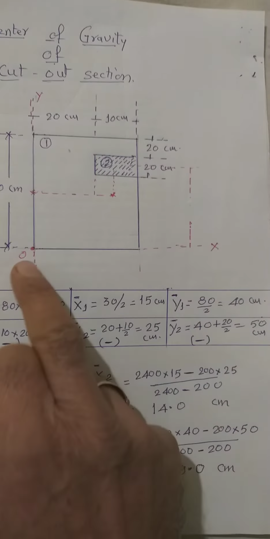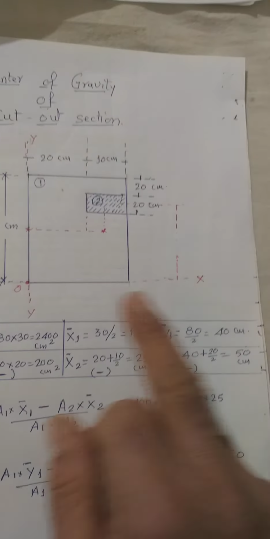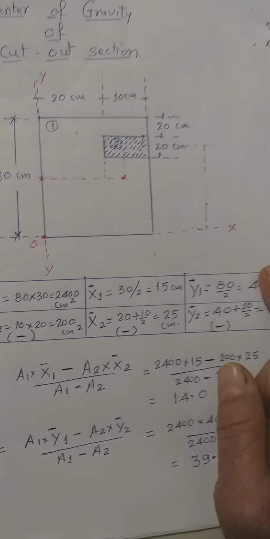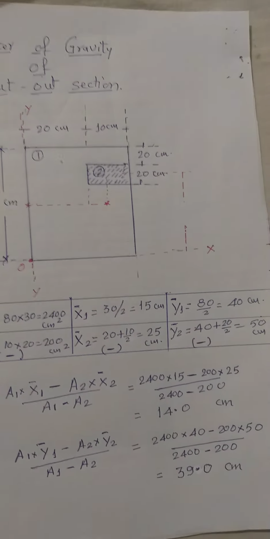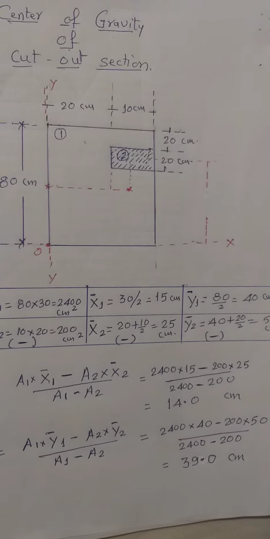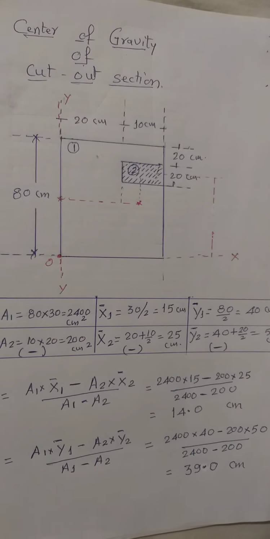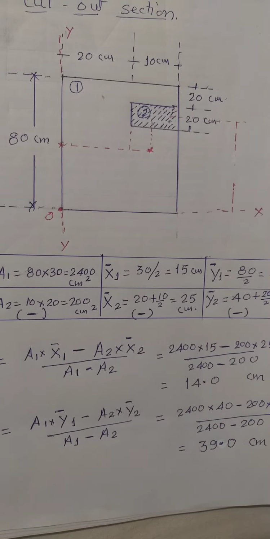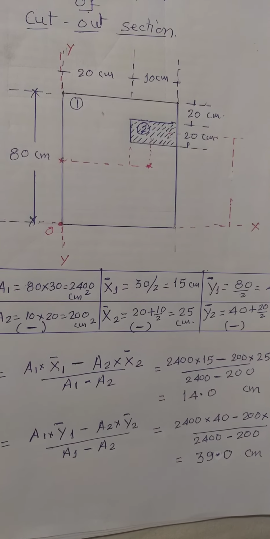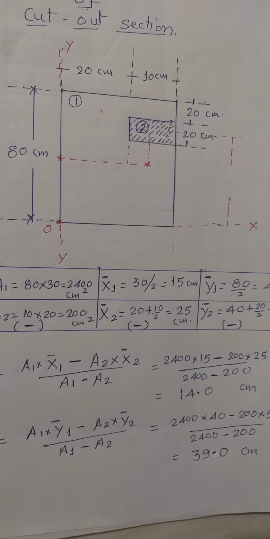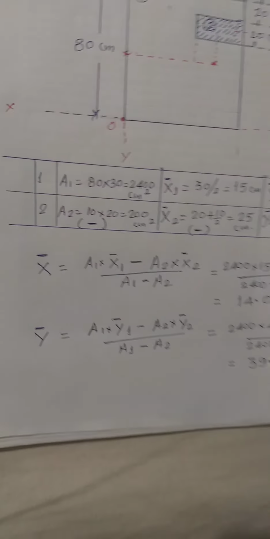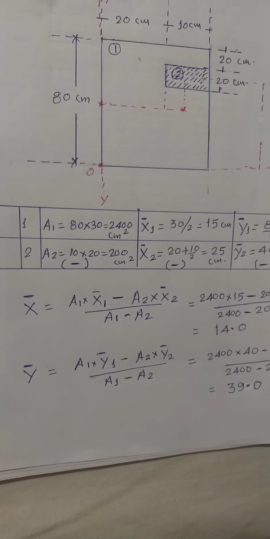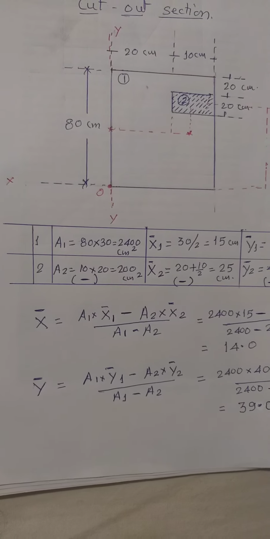And once these values are known, A1, x bar 1, x bar 2, A2, y bar 1 and y bar 2, then the rest of the problem becomes very simple. Instead of addition, you have to subtract and find out the value of x bar and y bar.